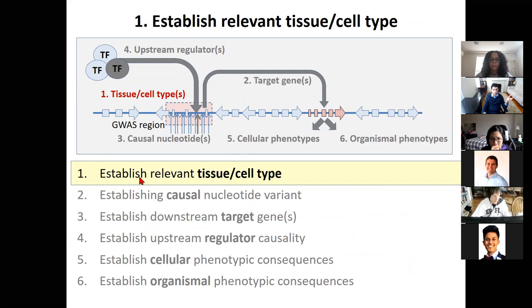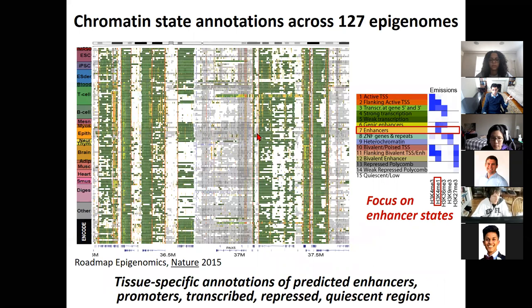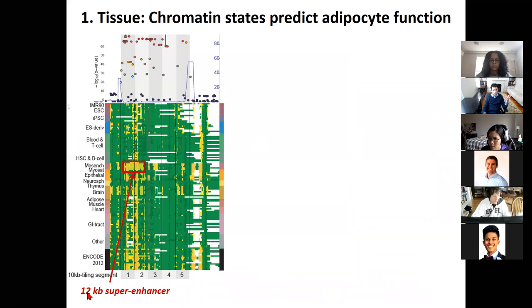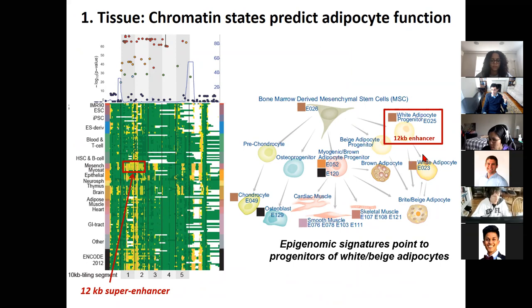First, to find the relevant tissue and cell type, we basically use the epigenomics roadmap, looking across the different tissues, and then looking specifically within enhancer regions that we're finding are the most associated with disease, to recognize that there's this 12,000 nucleotide super enhancer that is active specifically in mesenchymal stem cells. And these are the stem cells that give rise to both white adipocytes and beige adipocytes. White adipocytes are the ones that are storing lipids, and beige adipocytes are the ones that are actually burning calories as heat through mitochondrial membrane depolarization.